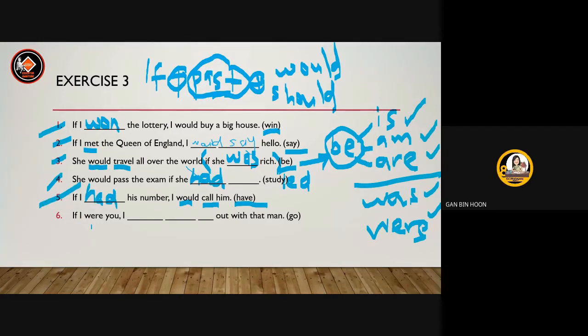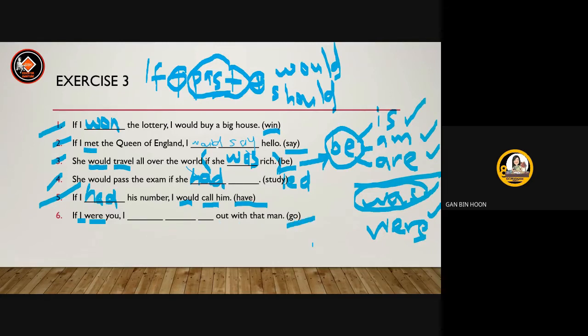Okay, next number 6. If I were you. Teacher, kenapa I were? Patutnya I was, am I right? Class? Are you listening? Kenapa dia were ni, teacher? Did you type wrongly? No. That's why I need to tell you something. English is always like that. There is something different. If I were you, I dash out with that man.